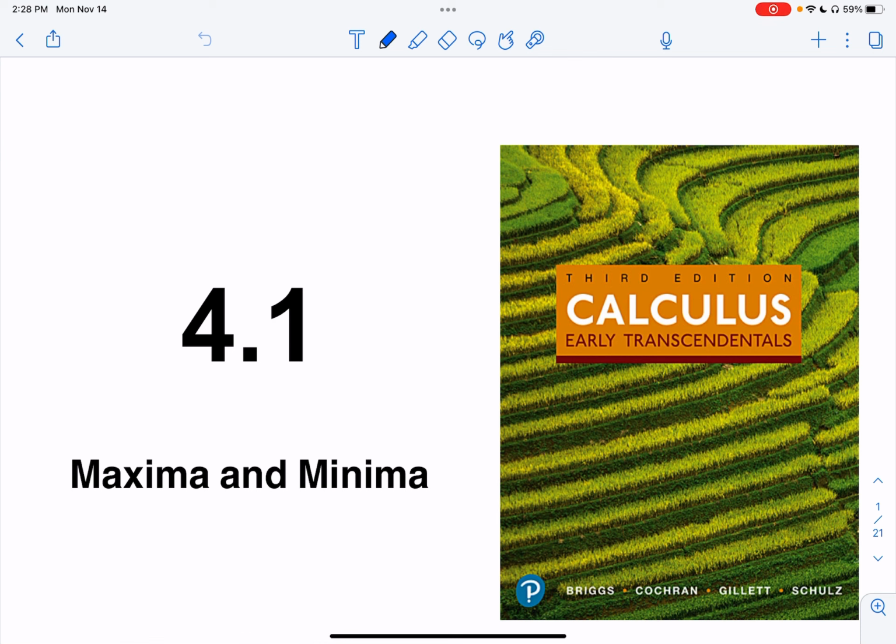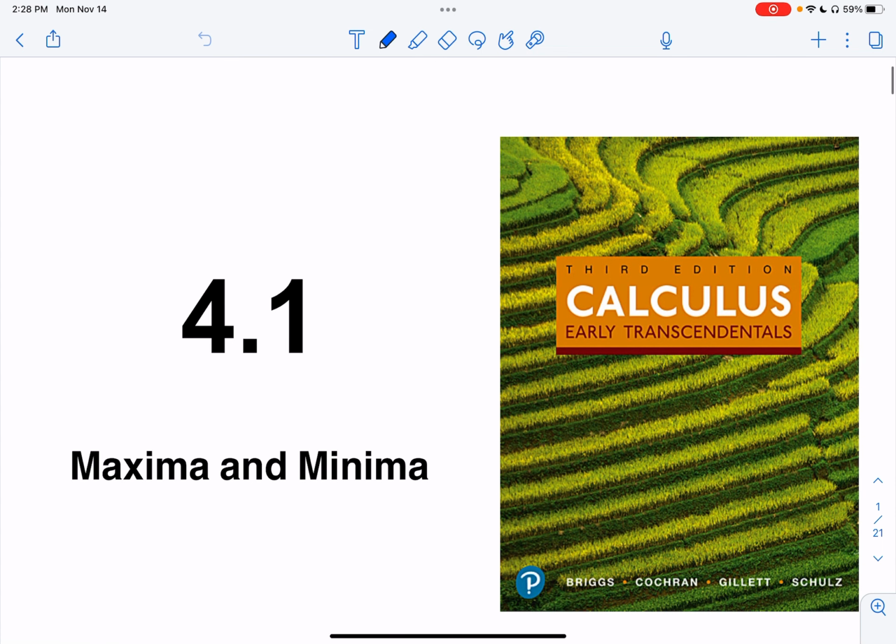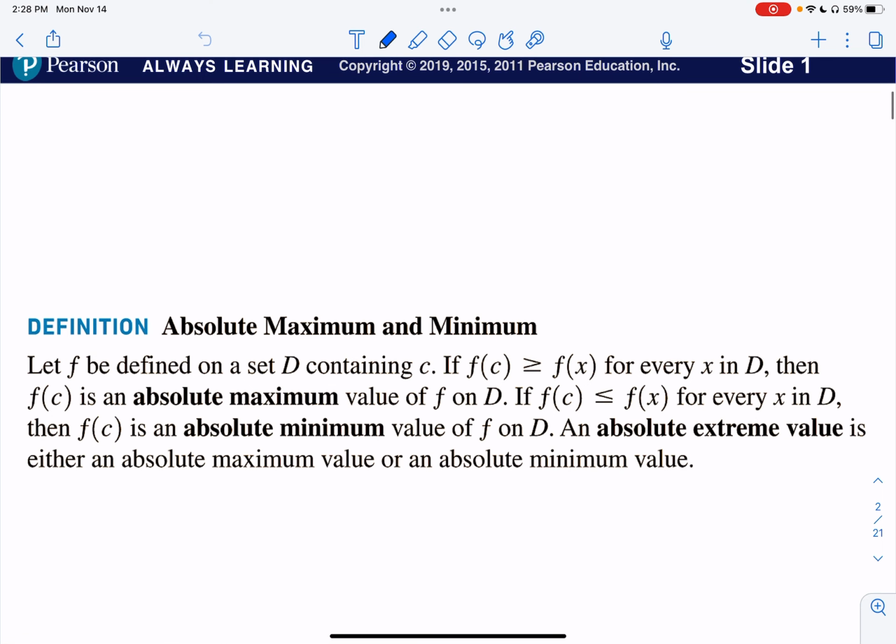Section 4.1 is on maxima and minima. I had a little bit of a hard time finding exactly what I wanted for videos online. I put up something about critical points, I think, or stationary points, which kind of leads us into this, but it's not exactly what I was looking for, so I really wanted to do a video for us. We start out with absolute maximum and minimum.